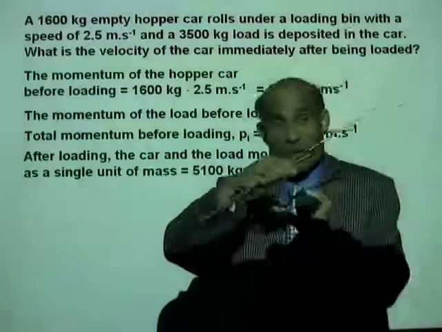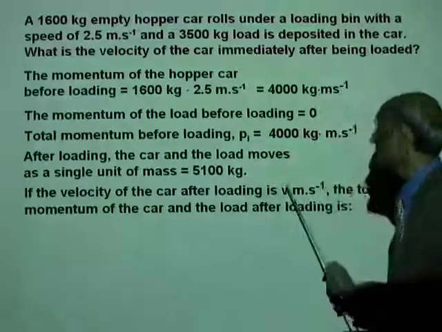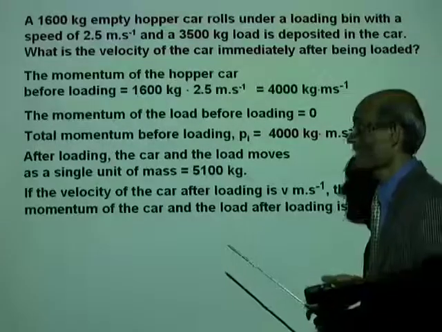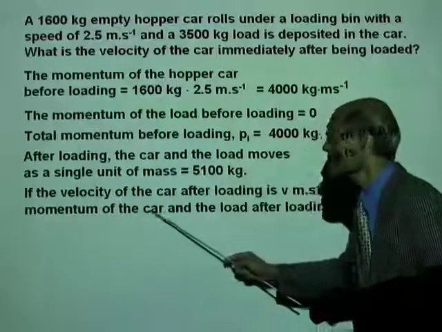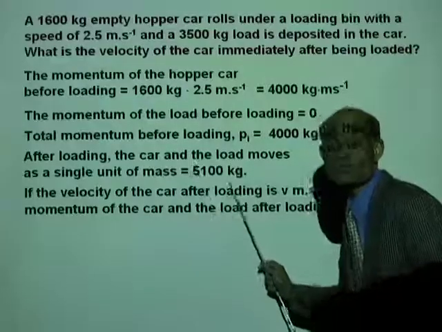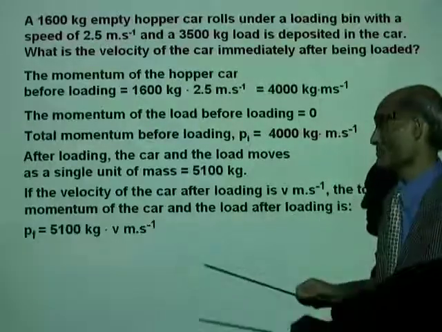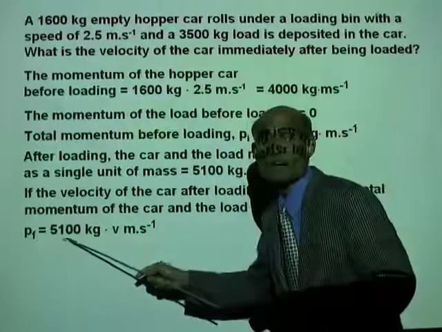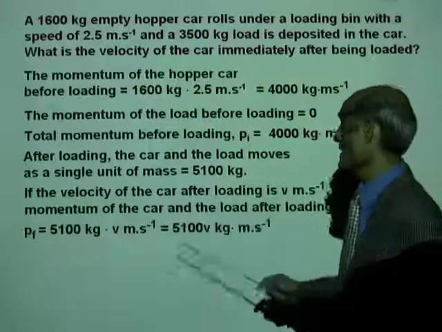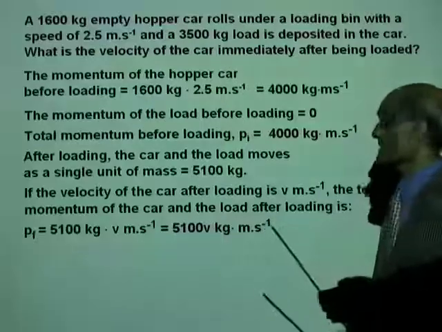And that 5100 kilogram is now going to move with the velocity which we need to calculate. Let that velocity be v meter per second. Therefore, what is the momentum of the car and the load after loading? It will be the total mass multiplied by that common velocity after loaded. So PF is 5100 kilogram times v meter per second. That is 5100 v kilogram meter per second.